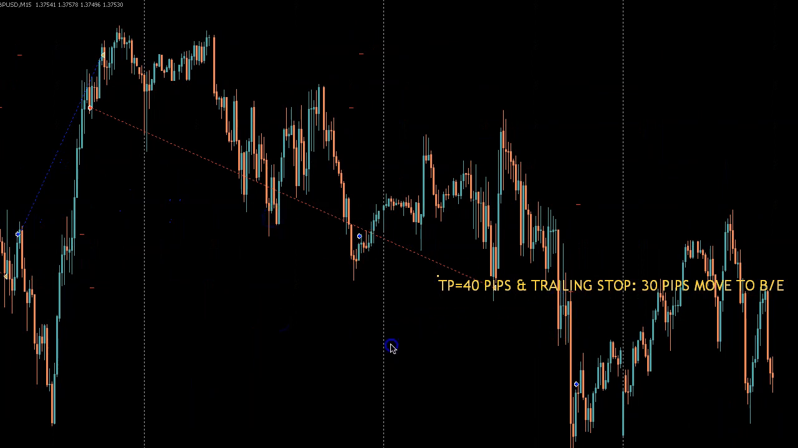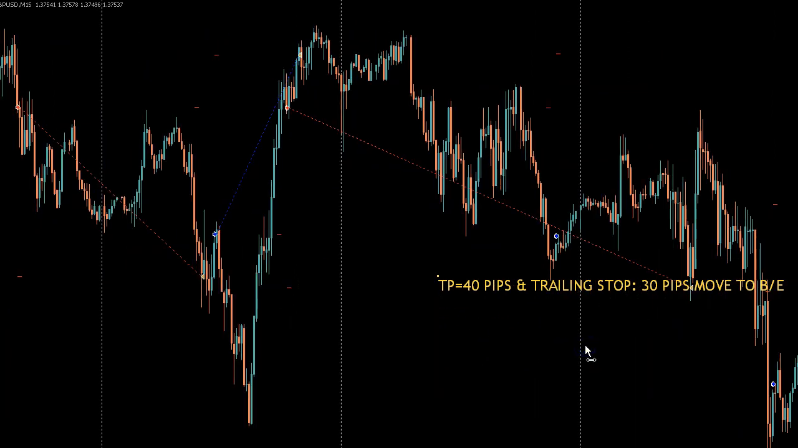So that's pretty much it. In this example, it's a little bit different, not using a stop loss per se, but using a trailing stop more or less as your stop loss, right?